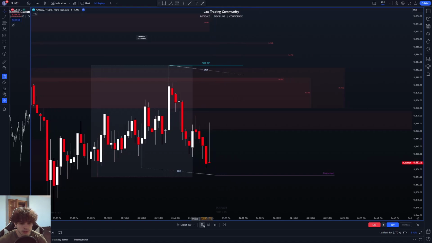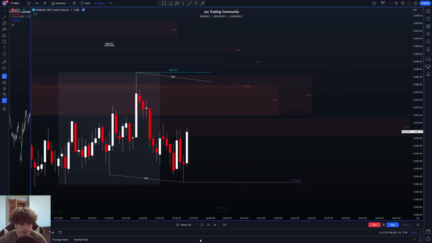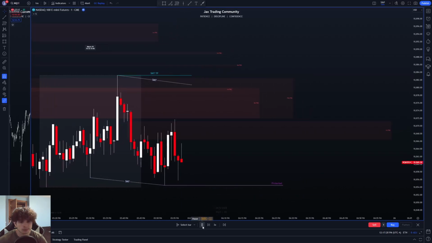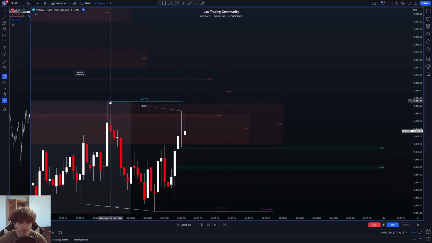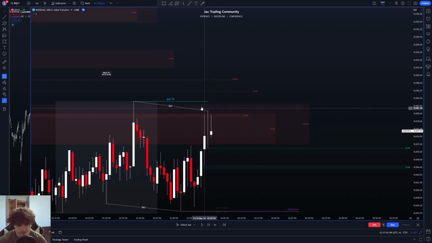But right here, we do form an SMT, so this is nice to see. Reaction up. This would be your protected low. We create some fair value gaps. We don't tap in anything. Then we form an SMT up here. And since we form an SMT up here, most likely this SMT TP will not get taken, but it doesn't matter because ES took it. So even if we form an SMT under it, that still counts as taking it.